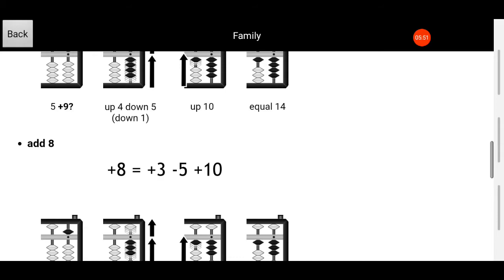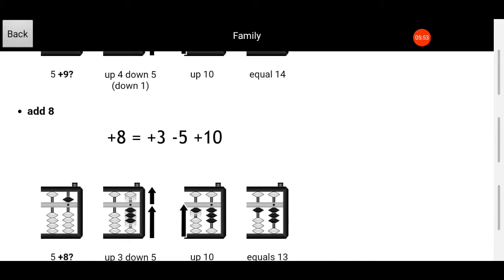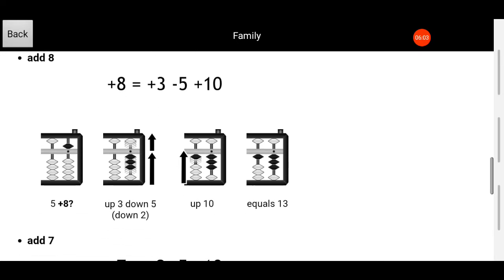Easy. Then next is add 8. Plus 8 is equal to minus 2 plus 3 minus 5 plus 10. For example, 5 plus 8. First we have to up 3 down 5. It is equal to down 2. Then we have to up 10 as the franc, which is equal to 13.